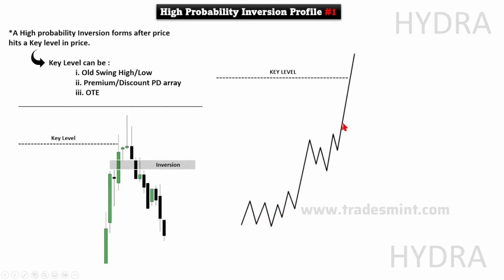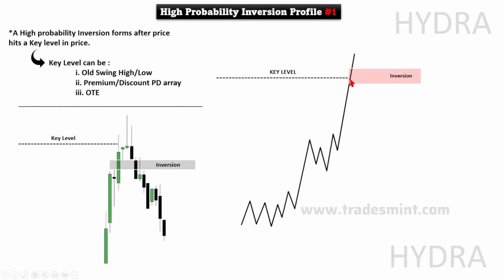So let's look at the market structure. This is our key level, right? Price is trading higher. This key level can be an old swing high or low, or a premium or discount PDRA. It can be a fair value gap, order block, an old breaker, anything. This is just a key level. Once price hits this key level, we'll wait for price to generate a fair value gap here.